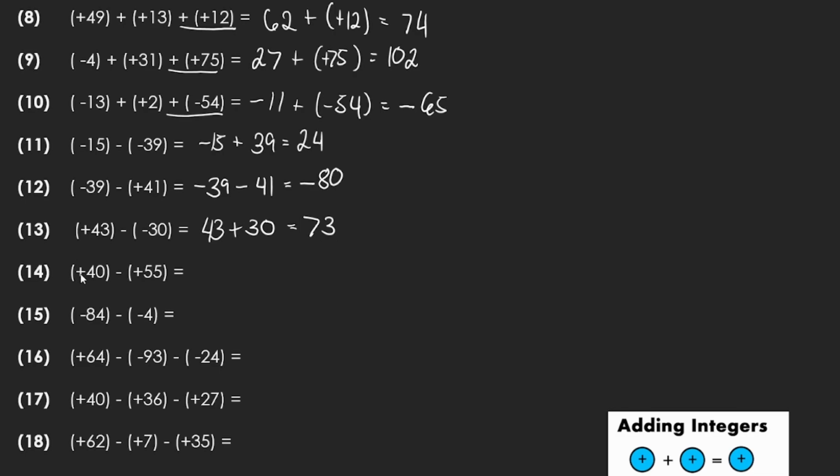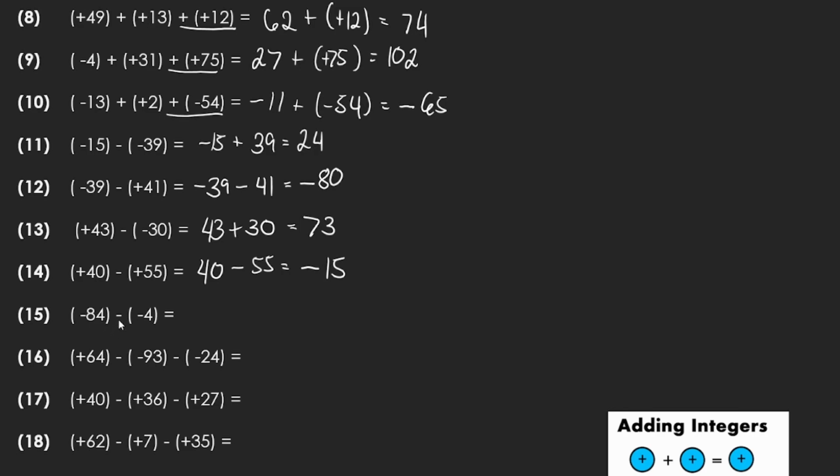Number 14, positive 40 minus positive 55. Get that positive 40 and add it to the additive inverse of positive 55, which is negative 55. Different signs, so we would subtract. 55 is the larger number, so we would use its sign. The difference of 55 and 40 is 15.